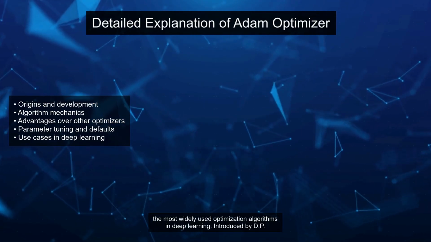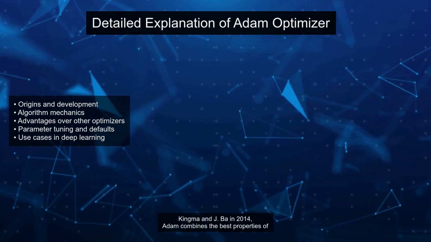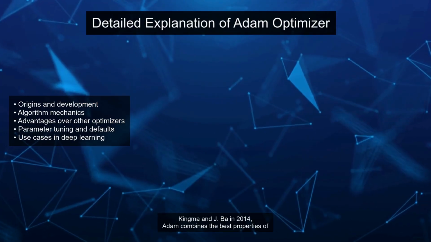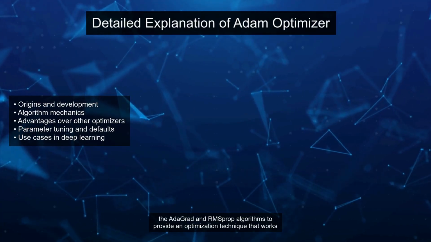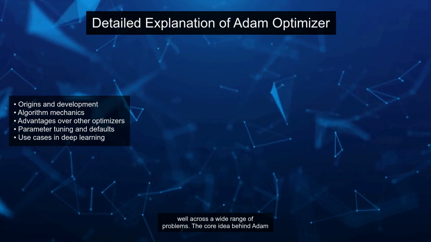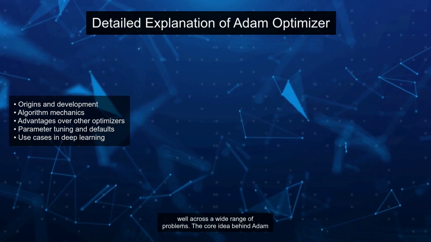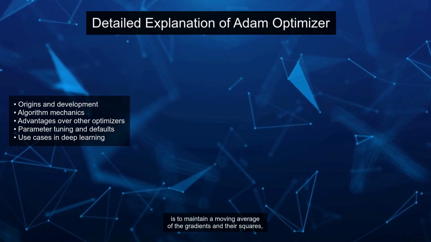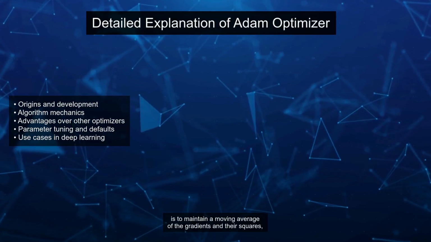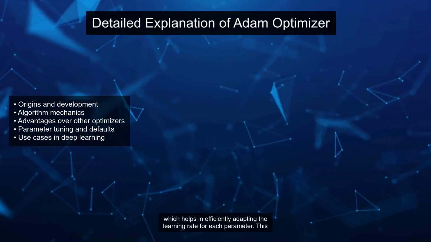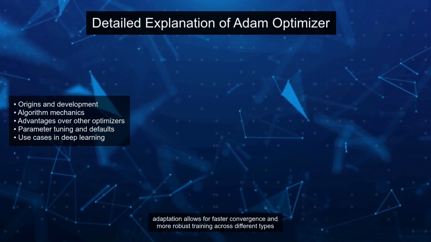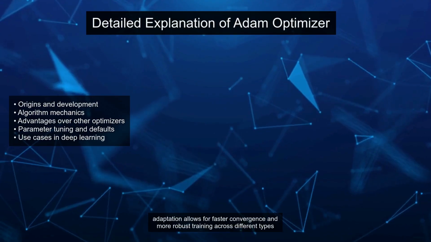The Adam optimizer, short for adaptive moment estimation, has become one of the most widely used optimization algorithms in deep learning. Introduced by D.P. Kingma and J. Ba in 2014, Adam combines the best properties of the AdaGrad and RMSprop algorithms to provide an optimization technique that works well across a wide range of problems. The core idea behind Adam is to maintain a moving average of the gradients and their squares, which helps in efficiently adapting the learning rate for each parameter. This adaptation allows for faster convergence and more robust training across different types of neural networks.